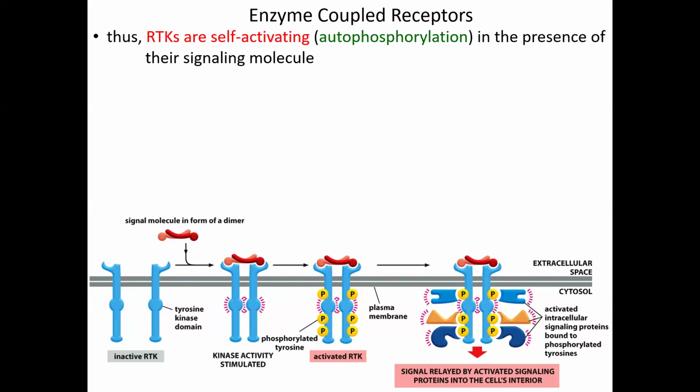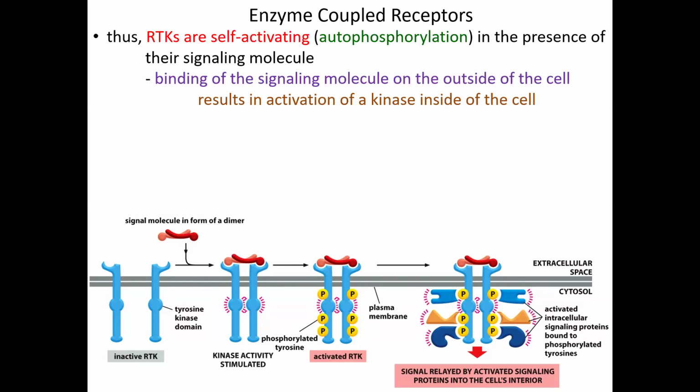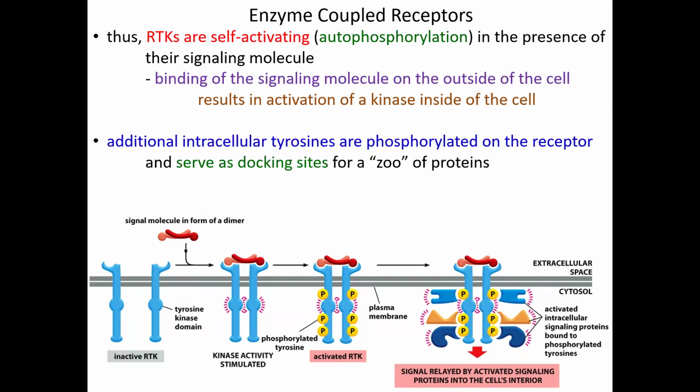The primary messenger brings the two halves of the receptor together, and then one half phosphorylates the other, and that half phosphorylates the first. The receptor autophosphorylates, and it becomes active. Binding of the signaling molecule on the extracellular domain is what resulted in this bridging and this autophosphorylation. So this is a direct result of the primary messenger. And then once those phosphate groups are added to those tyrosines on the intracellular domain, those phosphorylated tyrosines serve as docking sites for, and here I'll use the weird language of the textbook, a zoo of proteins.